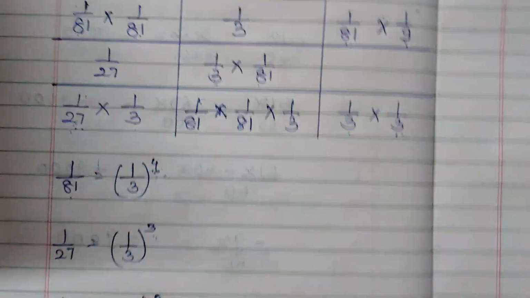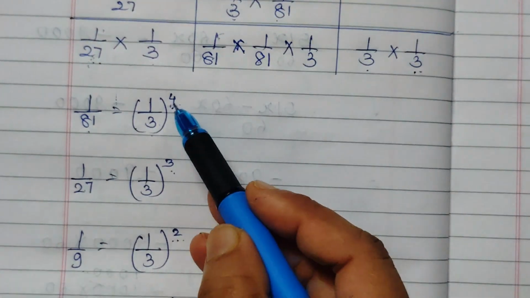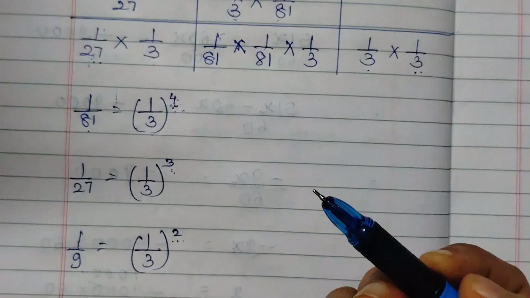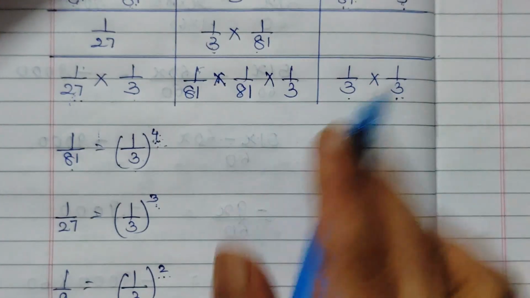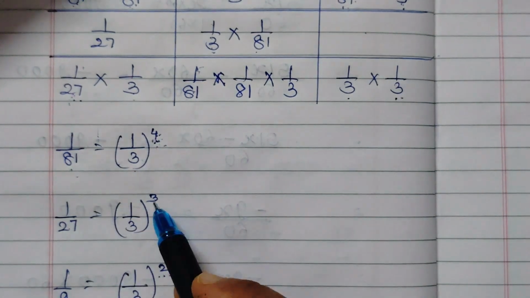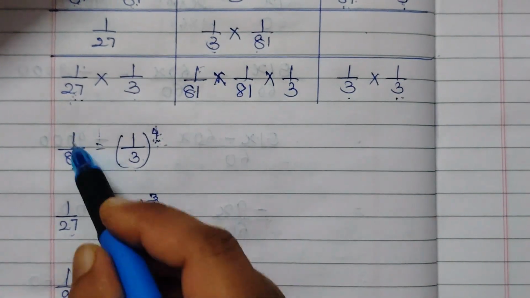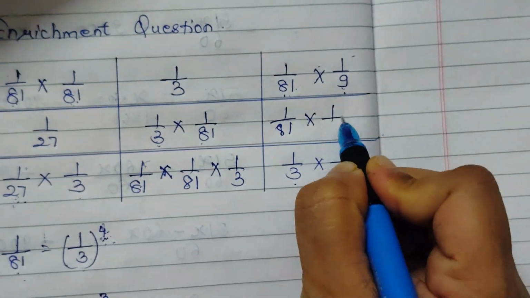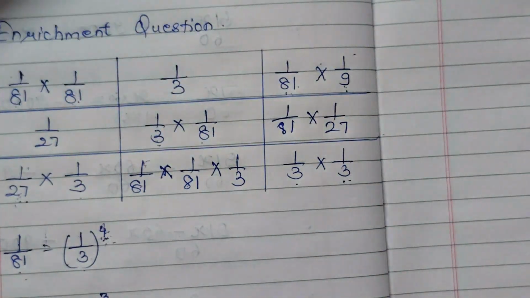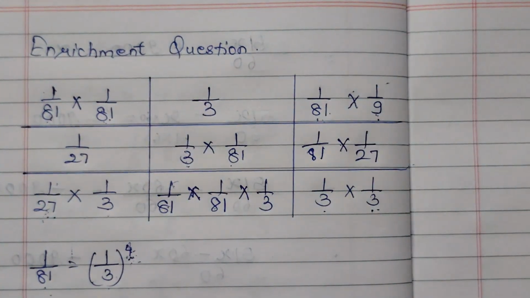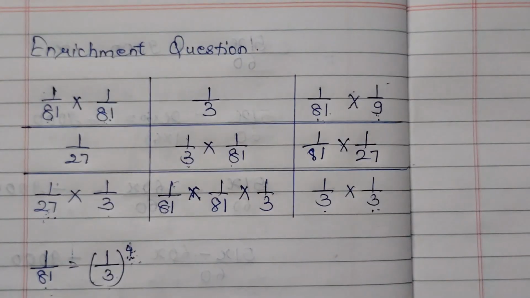Okay. So 7 times we can take this also. 1 upon 81 is 4 times and 1 upon 27 is 3 times. So 4 plus 3 is 7. Got it? The 7 we require here in total. So we take 1 upon 81, and 4 plus 3 is what? 7. So these two numbers we will take. So 1 upon 81 multiplied by 1 upon 27. In this way we have completed this square. So we have completed the enrichment question of chapter 2.